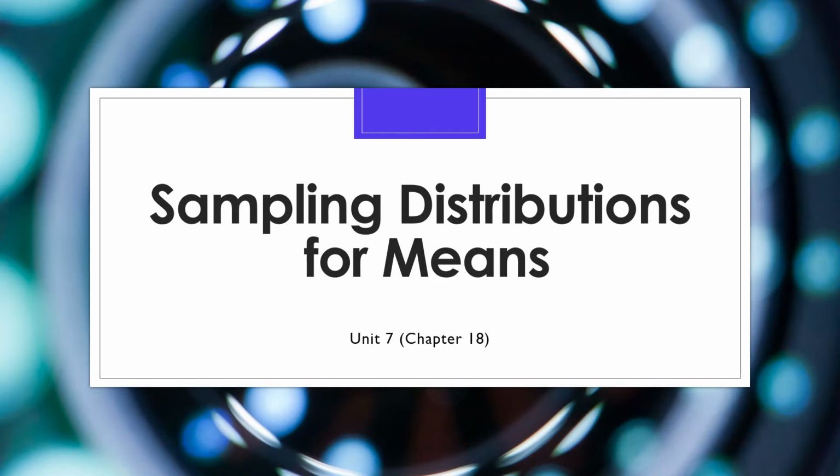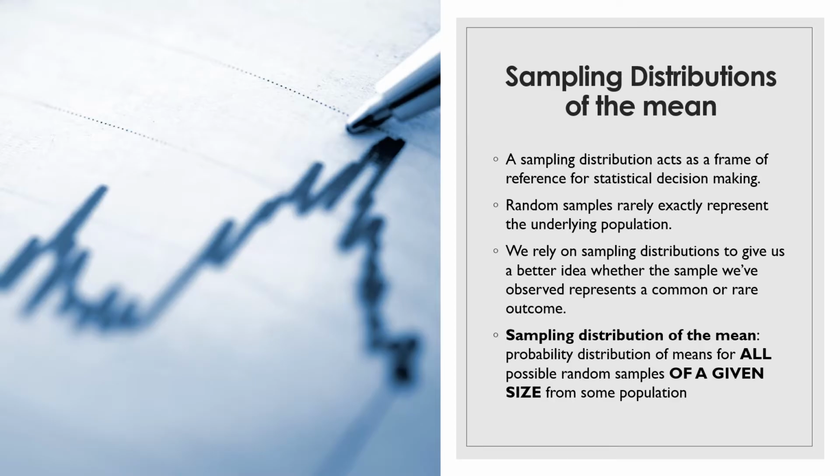Sampling distributions for means. This is Unit 7, which is Chapter 18. Okay, we're going to start by talking about what a sampling distribution of the means is. So a sampling distribution acts as a frame of reference for statistical decision making.